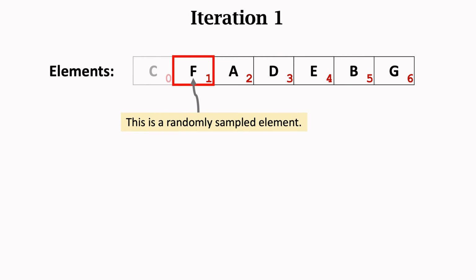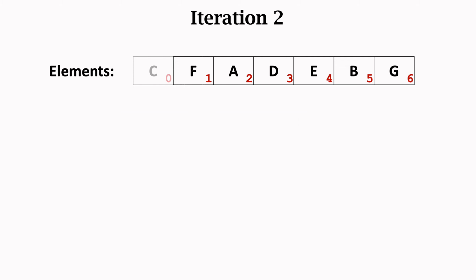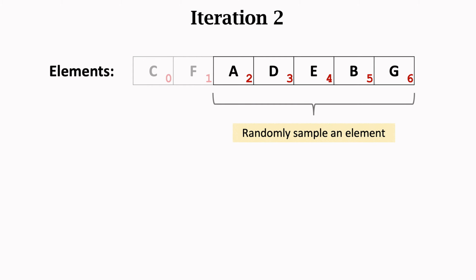The current element in the first position is the result of a random selection. From now on, we fix the first 2 elements and will not change them. The second iteration begins. Select 1 out of the 5 remaining elements. We happen to get the second element, A.